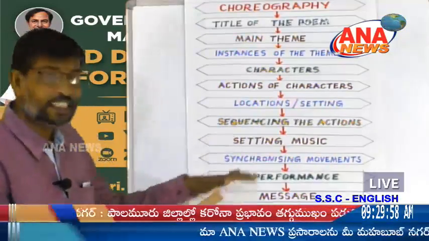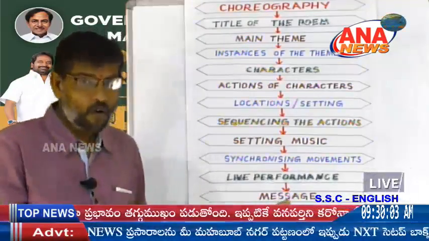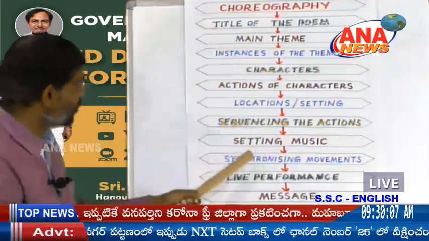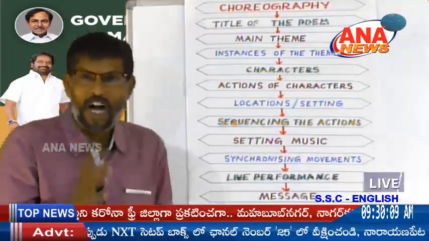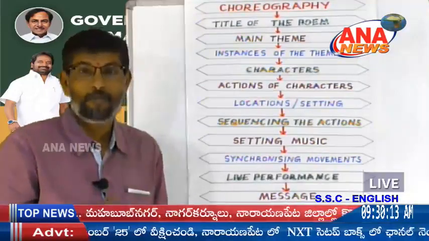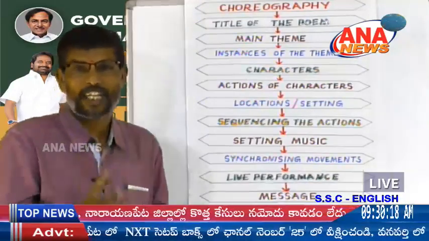The rest of the things are also important to complete the process of choreography. Now we are discussing the entire process of choreography. The next step is setting music. When you want to give any performance on the stage, music is required. Whatever the enactment, music is required.